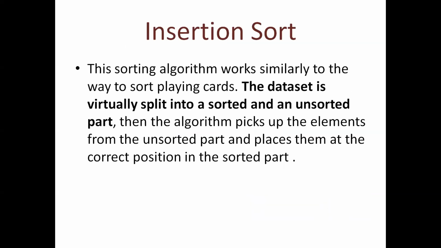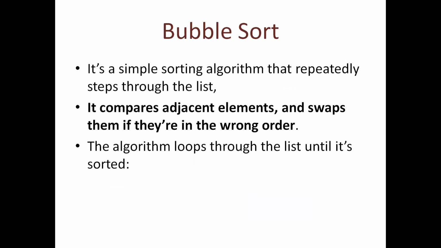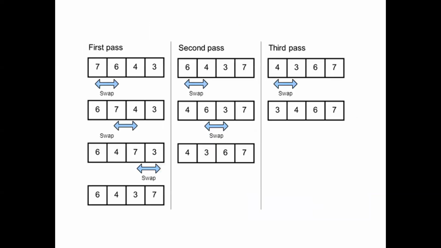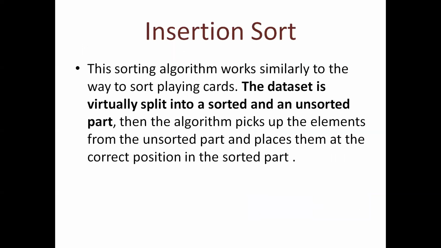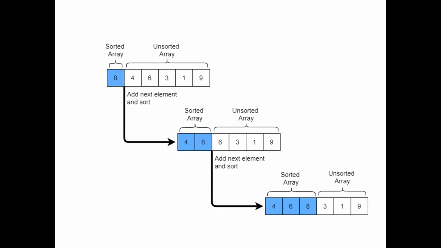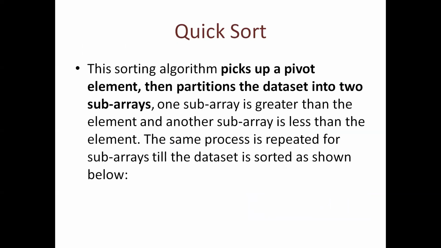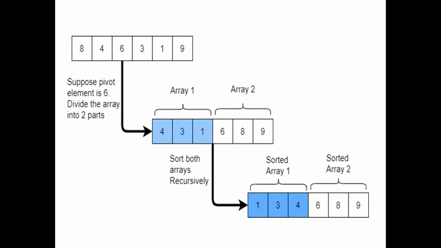So here we have seen some of the sorting techniques, not all of them, just some for getting an idea. The first one is bubble sort, which is a comparison between the adjacent elements. Next is the insertion sort, which is the swapping or replacing of the elements based on whether they are greater or lesser. And the third one is quick sort, in which we have to choose a pivot element, divide the array into two parts, and sort both the arrays recursively.